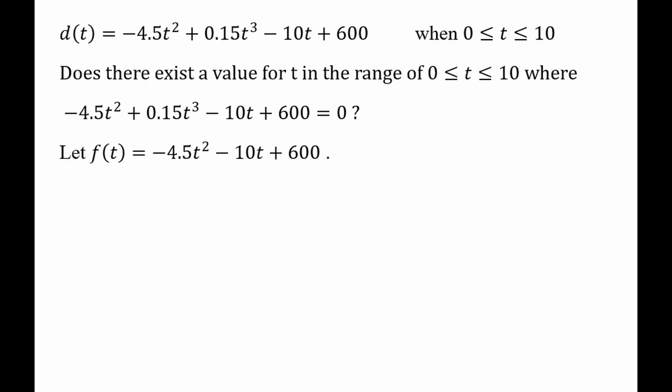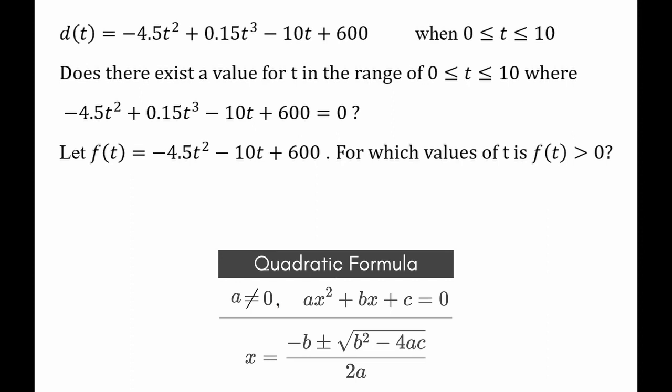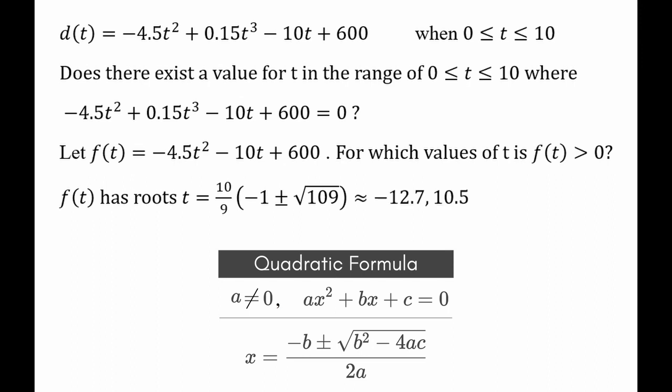Now what I'm curious to know is, when is the function f(t) positive? Well, that can be determined by first finding the roots of this quadratic polynomial f(t). How do you do that? Use your handy quadratic formula, which gets you these two exact roots. When you approximate this to 3 significant digits, you get that the roots are negative 12.7 and positive 10.5. So f(t) equals 0 whenever t equals negative 12.7 and 10.5. But when is f(t) greater than 0?